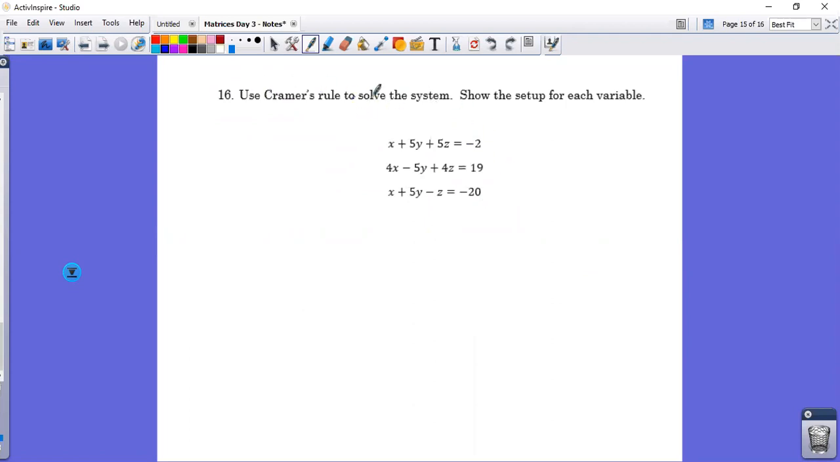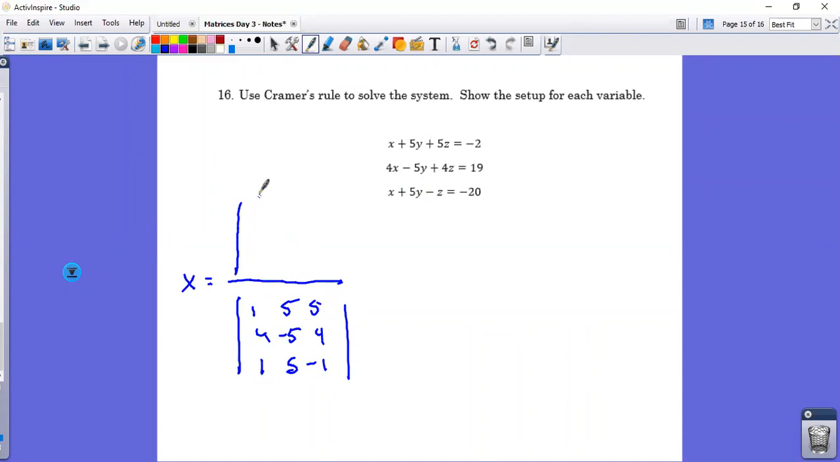When you have a 3x3 and it says use Cramer's rule, then it's the same idea. If you want x, you do the coefficients, which would be 1, 5, 5, 4, -5, 4, 1, 5, -1. And then to get x, you replace that first row with -2, 19, -20. Those solutions. So the second row stays the same, 5, -5, 5, and the 0 stays the same. When you type that in, the determinants, then it will give you x, and it's division.